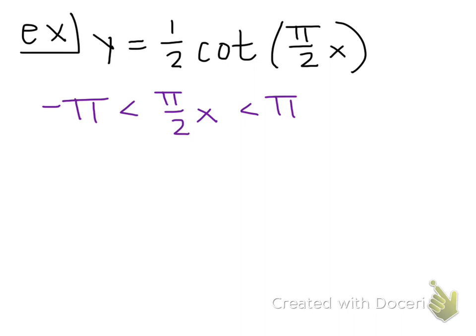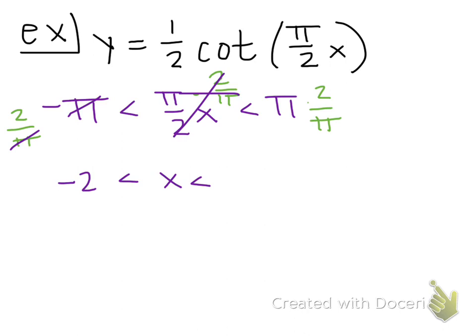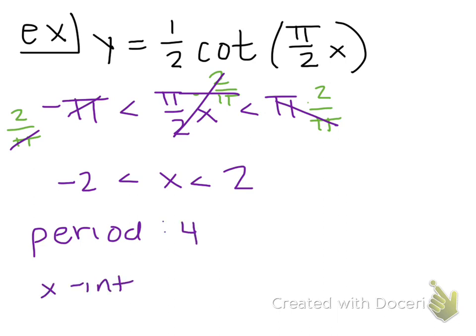To solve, I need to get x by itself, so I'm going to multiply by 2 over pi. And again, I need to do that on both sides. When I do that, the pi's are going to cancel, and I'm left with negative 2. They cancel, and I'm left with x. And again, they cancel, and I'm left with 2. So my period is going to be 4, and my x-intercept will be at 0.